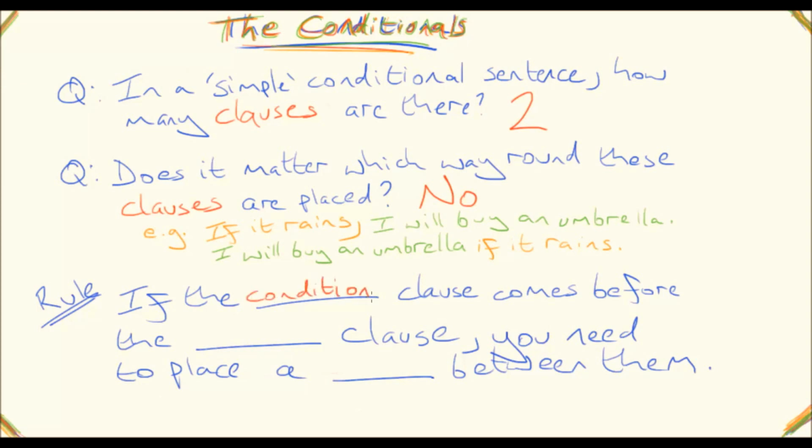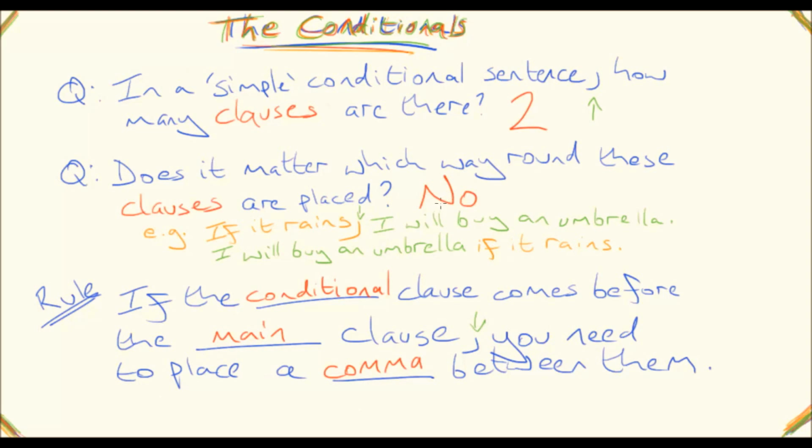If the conditional clause comes before the main clause, you need to place a comma between them. And if you're not quite sure what a comma is, one of these things. You know, there's another one here. There's one up here. So those are commas. If the conditional clause comes before the main clause, you need to place a comma between them. However, if the main clause comes before the conditional clause, no comma.